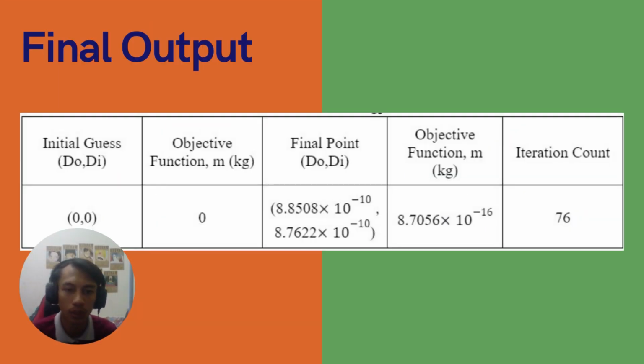The final output we will get, the objective function is 8.7056 times 10 to the power of negative 16 with the iteration count is 76 with the initial gate is 0.